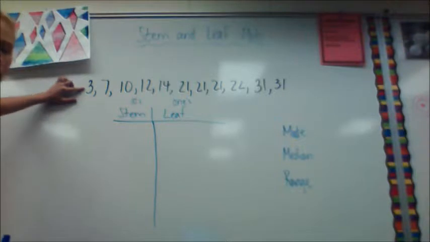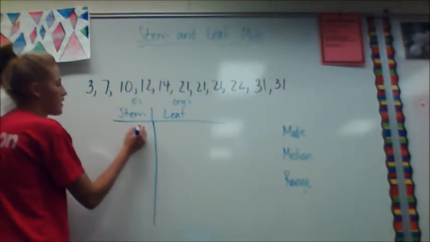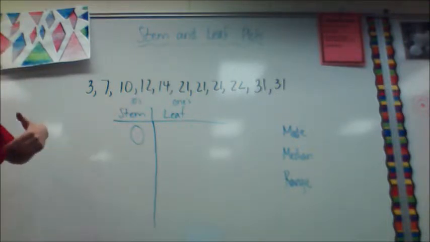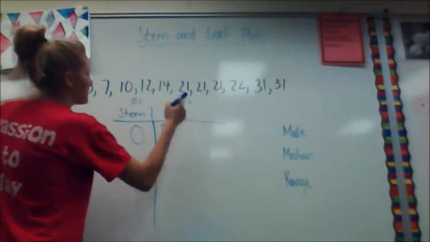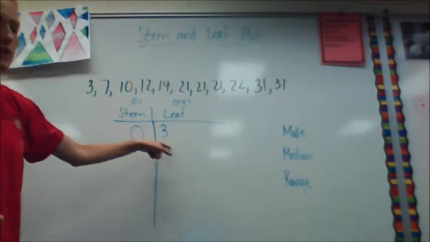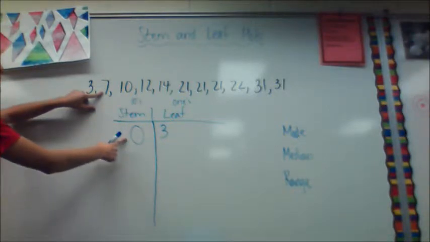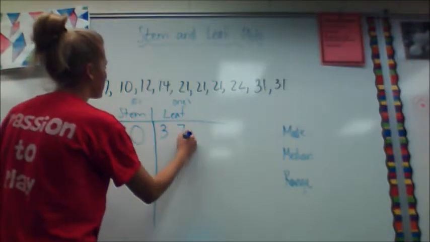So when I look at the number 3, what is the number in the tens place? It doesn't have one, but it does have a ones place. So our stem is going to be 0 because there's no tens place, and our leaf will be 3 because there's 3 ones. So I would say this number 3. Then I go to my 7. There's no tens place again, so my stem is going to be 0. My leaf will be 7.